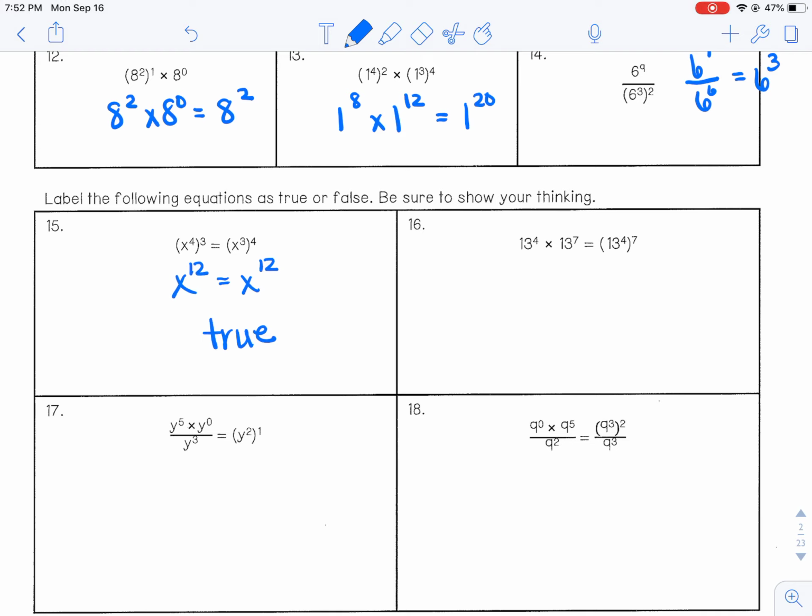13 to the 4th power times 13 to the 7th power. I add the 4 and the 7, and I get 13 to the 11th power. Okay, down on the right-hand side, I have 13 to the 4th power raised to the 7th. I multiply those exponents, and I get 13 to the 28th power. Those do not equal each other. This is false.